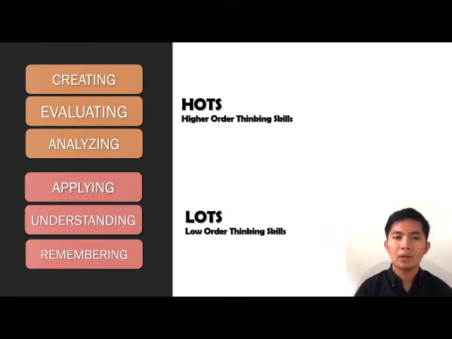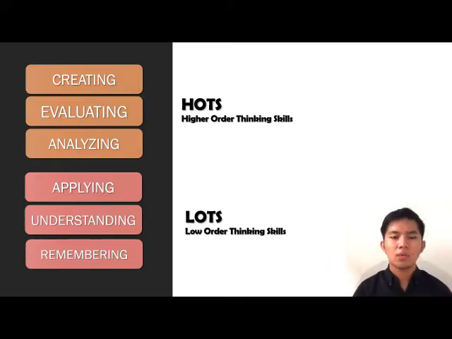The second level is understanding. Understanding is about constructing meaning from different types of function, whether written or a concept. In this step, students have already understood the material, but they are not able to use it yet. The next level is applying.